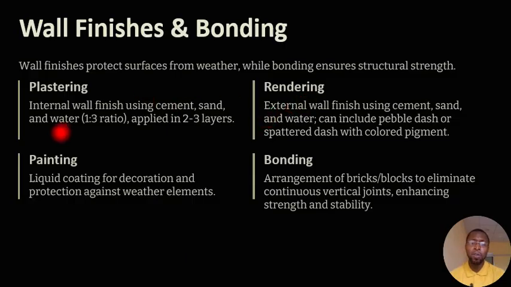The rendering is the opposite of the plastering. This is the external wall finish using cement as well, sand and water. But in this case, it can also include purple dye or splatter dye with color pigment to protect it from weather. The external wall is exposed to rain more than the internal one, the one that we have in the room, the sitting room. So we need extra protection by including the pebble dash.